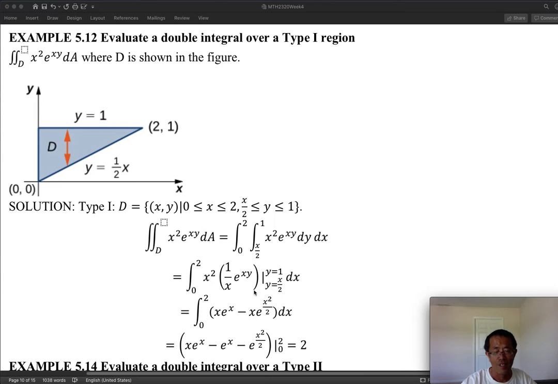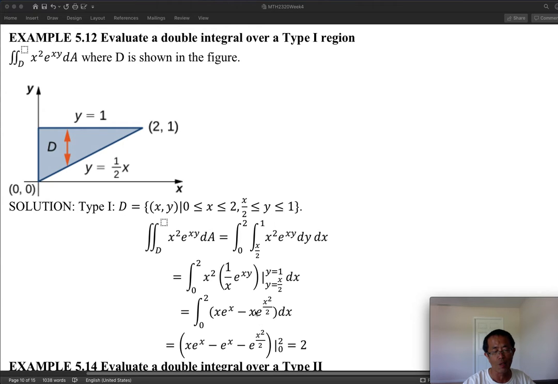Yeah, I think so. So when y is replaced with 1, x squared times 1 over x, that's a single x, right? e to the xy, y is 1, that's e to the x. That's all I have. And then when y is replaced with x over 2, x squared times 1 over x, that's a single x. And this part tends to be x squared over 2, right? So the integral is evaluated using the fundamental theorem of calculus. We got those two terms.